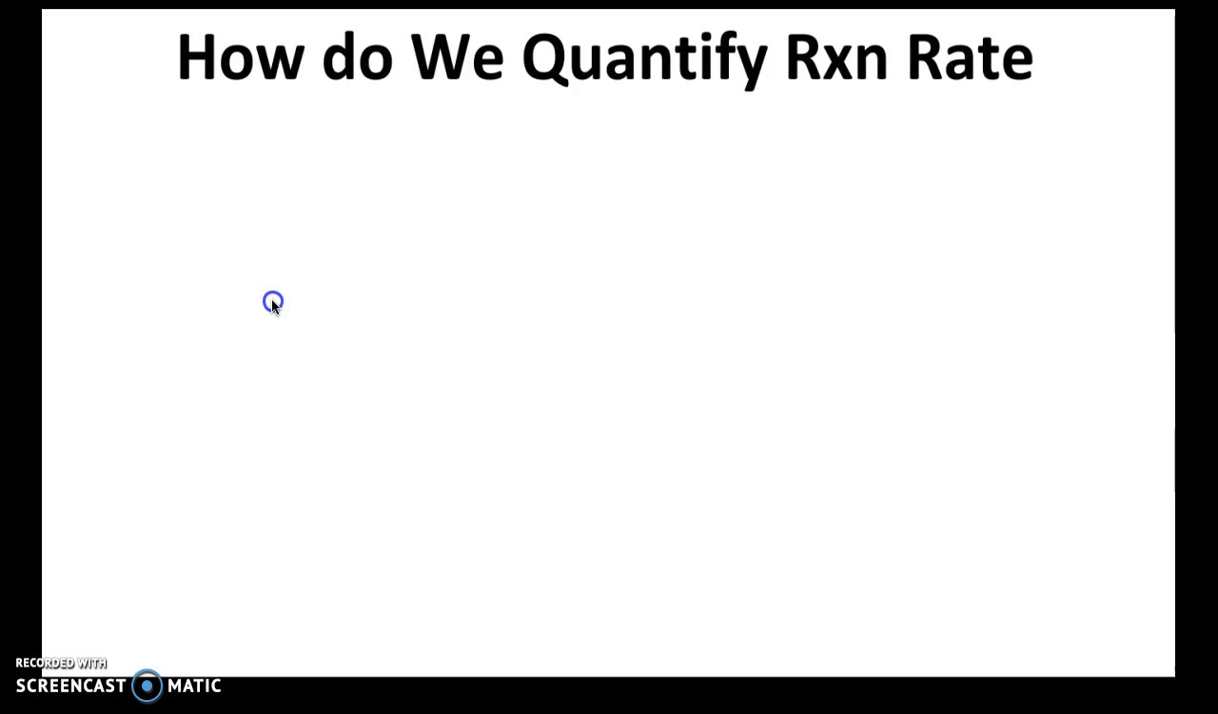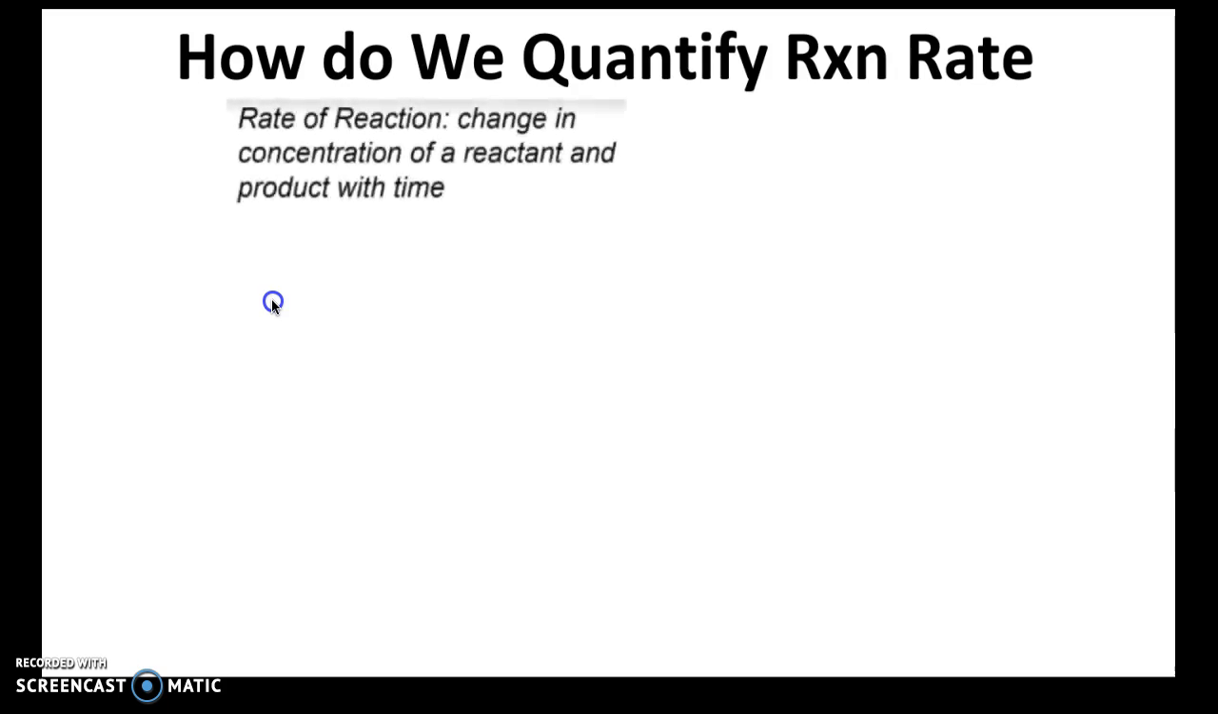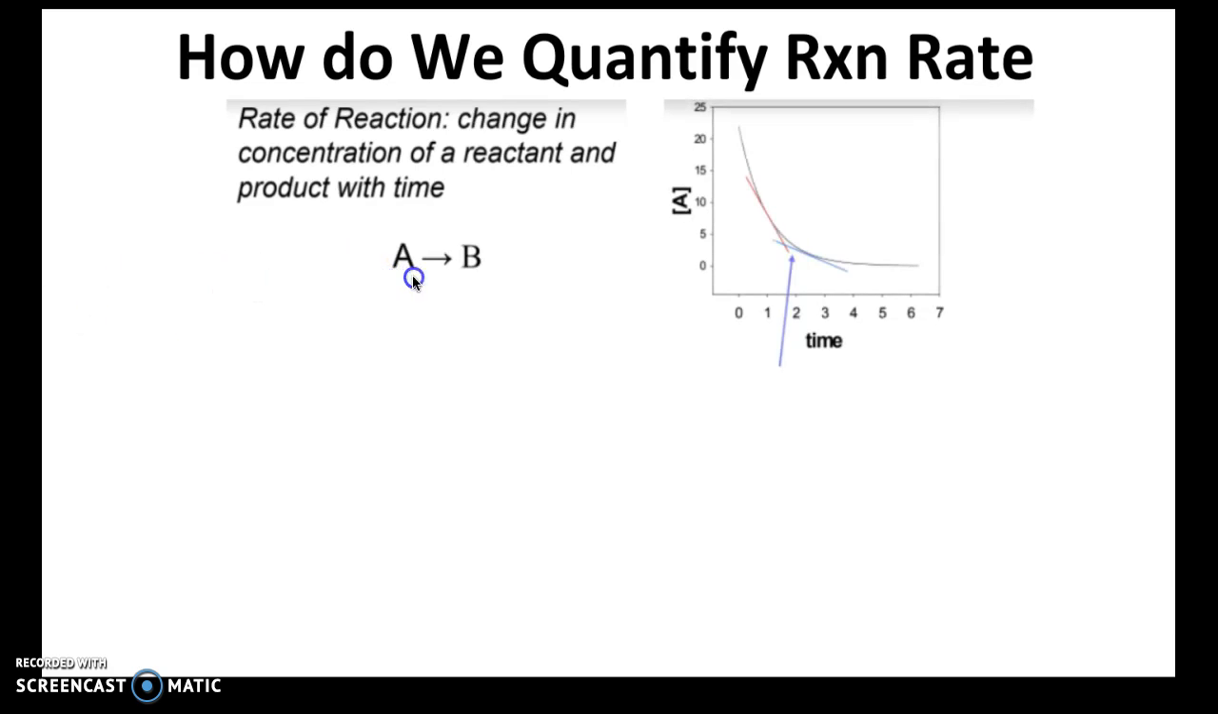All right, so how do we quantify a reaction rate? First of all, the rate of reaction is essentially the change in the concentration of a reactant or a product with time. That's what we're looking for when we quantify it. Now, if you take this reaction here, A going to B, reactant A going to product B, let's say you want to monitor the concentration of the reactant A over time, and you would get this black curve here. Just a quick note, the shape of the curve will tell you a little bit about the reaction as well, but we'll learn that in a later section of the unit.